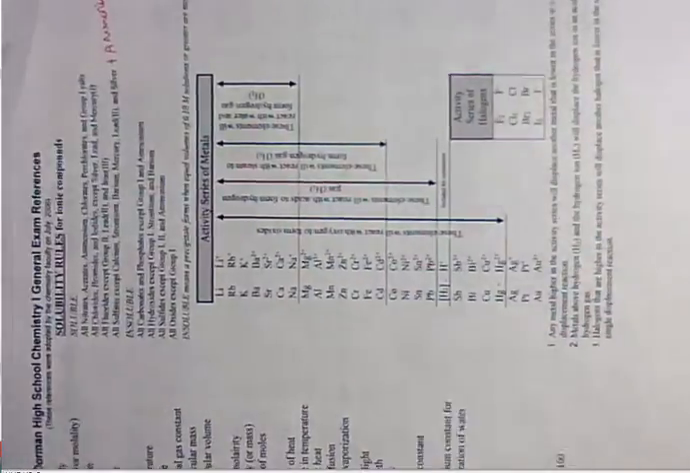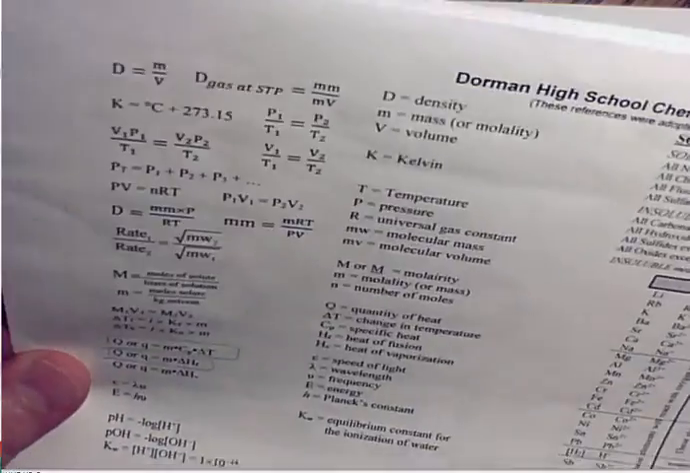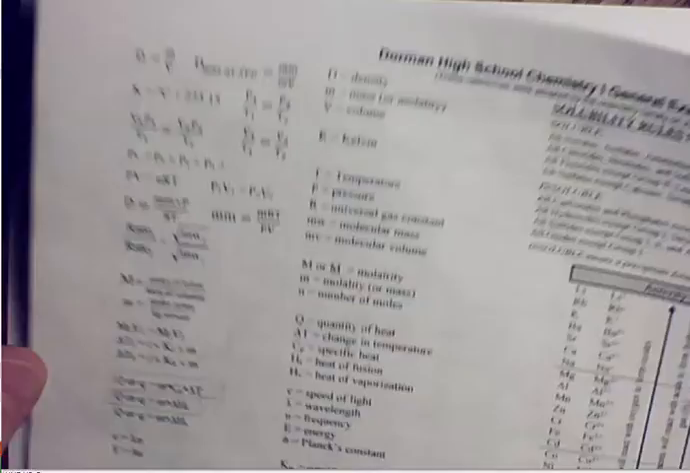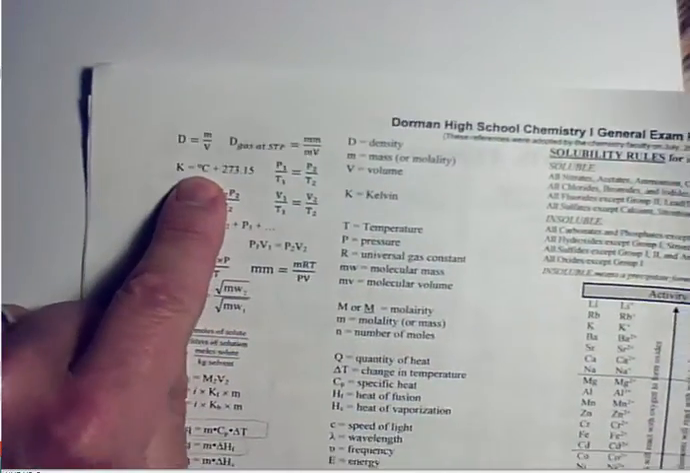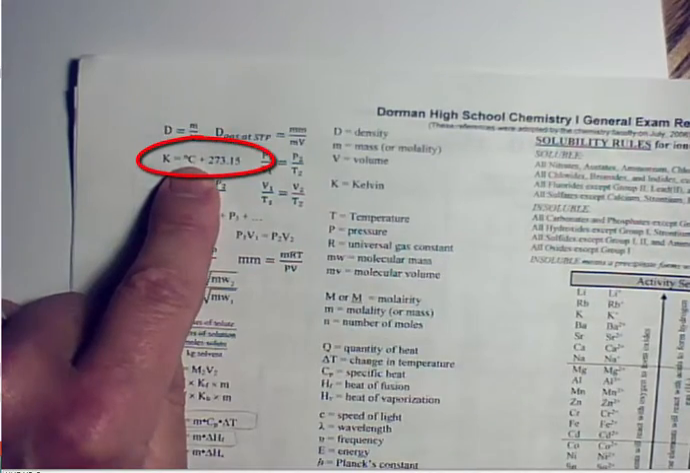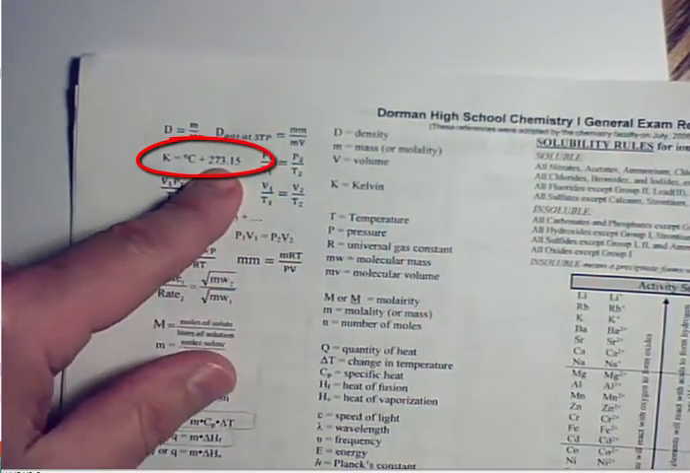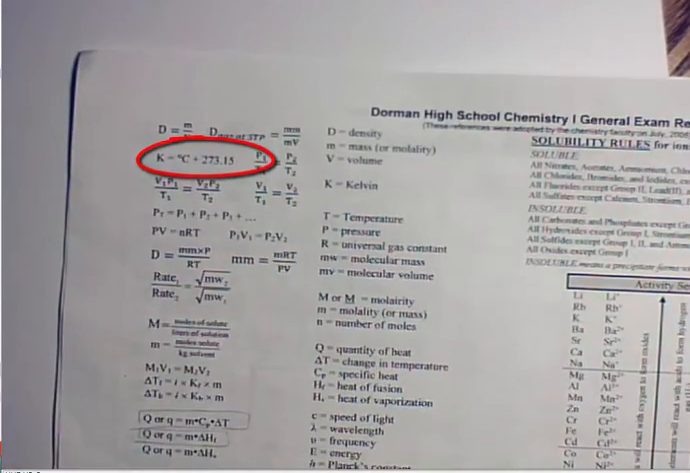Somebody else asked me about this earlier today, but in case you didn't remember how to convert between Kelvin temperature and Celsius, it's right there on your test references. You should know it. That's the only conversion I asked you to memorize: 273.15.